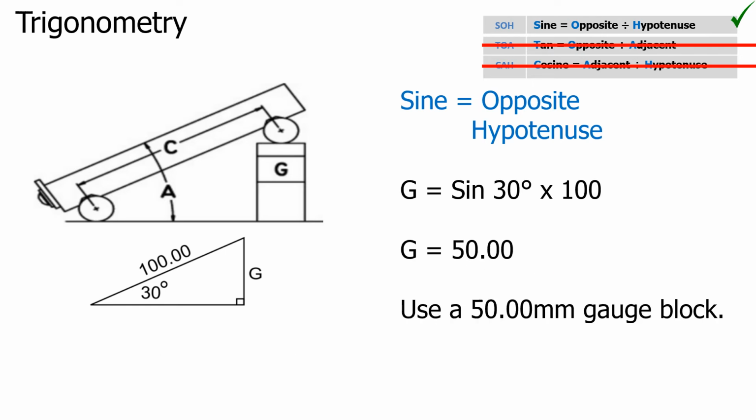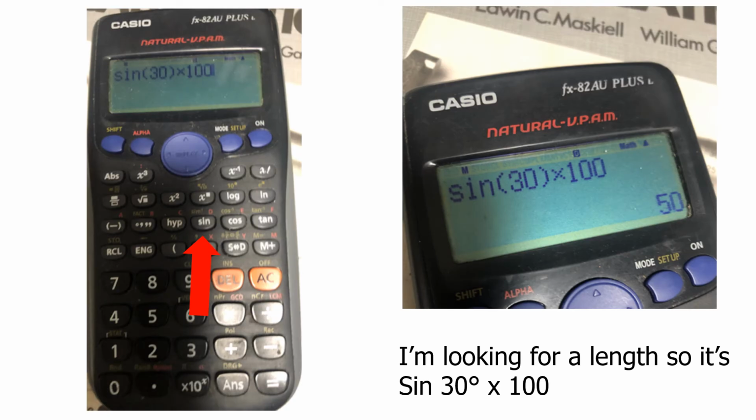Perfect. Therefore, G equals sine 30 times 100. G equals 50. I'll need a 50mm gauge block on one end of my sine bar to give me a 30-degree angle. I'm looking for a length, so it's sine 30 degrees times 100.